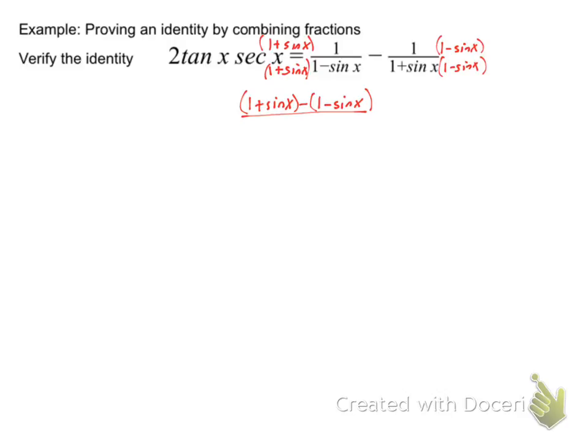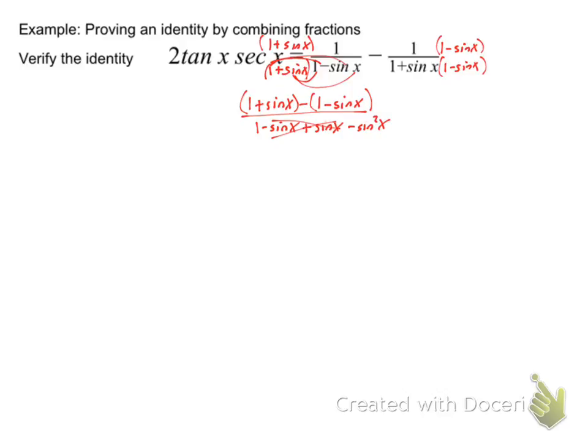Okay, let's just do it the old-fashioned way. 1 times 1 is 1. 1 times negative sine is negative sine of x. Sine of x times 1 is a positive sine of x. And sine of x times negative sine of x is negative sine squared x. What happens to the sine of x's? They cancel, which leaves you with 1 minus sine squared x. That's the difference of squares.